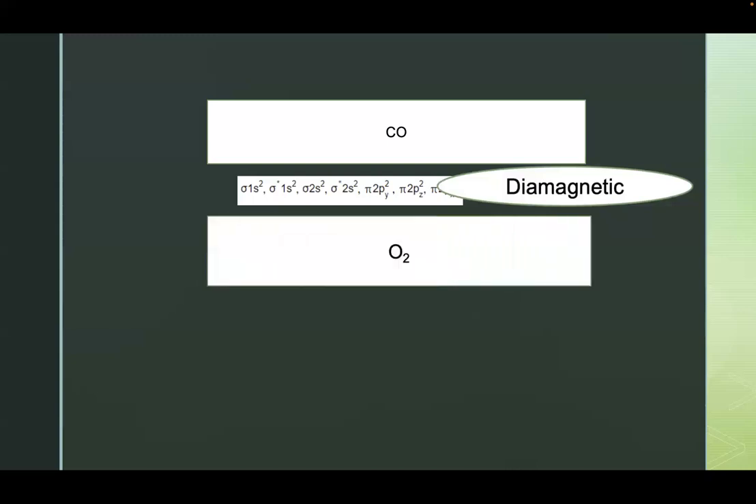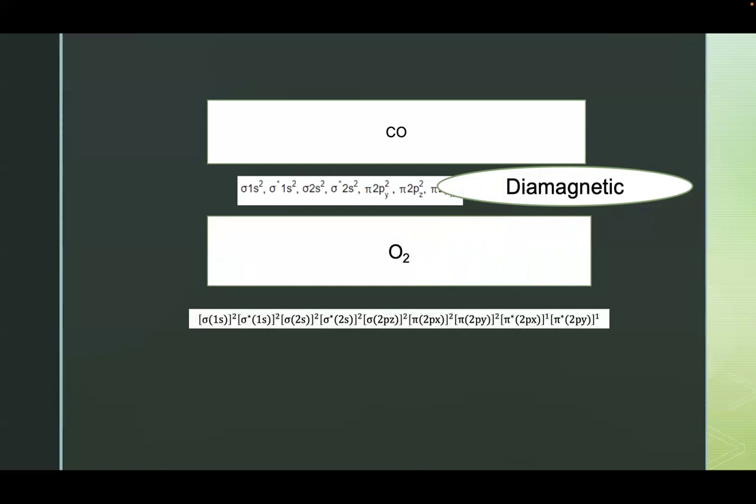And therefore, this is a diamagnetic molecule. Coming to oxygen, O2, we have the filling of the orbitals in this particular way, where we have the last pi star 2px1 and pi star 2py1 having one electron each, meaning that these are unpaired, and therefore, by definition, this should be a paramagnetic molecule.